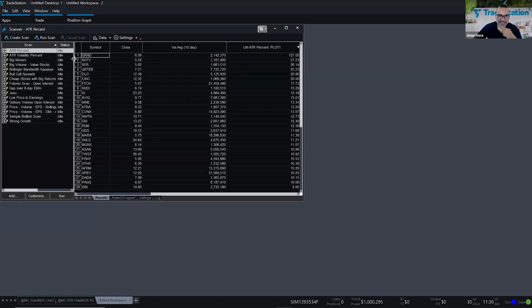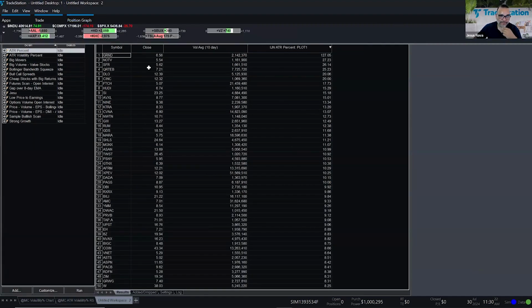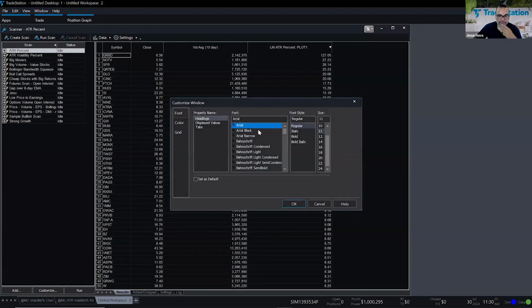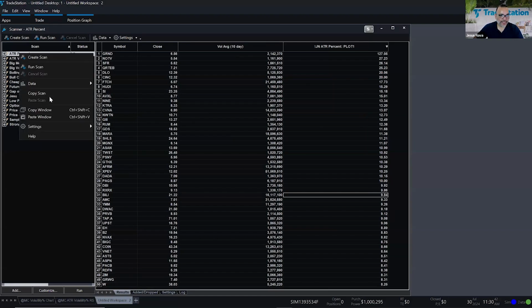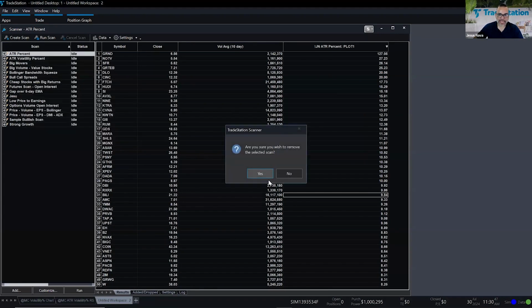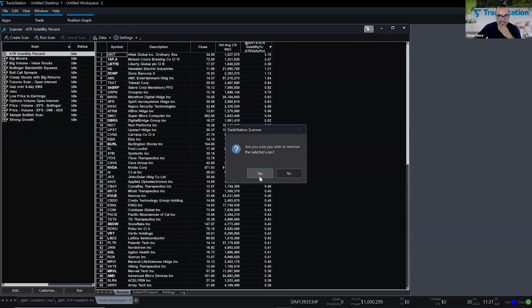So I can come here to the scanner and try to narrow that list down. Let me go ahead and change my font here a little bit so that it's easier to read. I'm going to make it 11. All right. Perfect. I already have an ATR percent scan here. Let me go ahead and delete it. How do I delete it? Right click, remove scan. Yes. Data, remove scan. There you go.